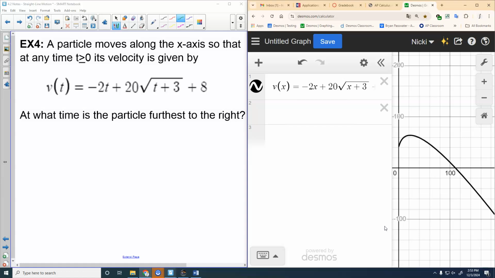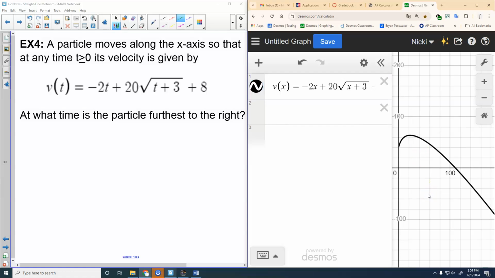Well, hold on. No. I'm thinking, it's not the maximum of this, because this is not position. This is velocity this time. If this was position, you would be correct. It would be this highest point that it reaches right here. That'd be furthest to the right, because it'd be furthest away. But this is velocity, so we don't know where the position is.